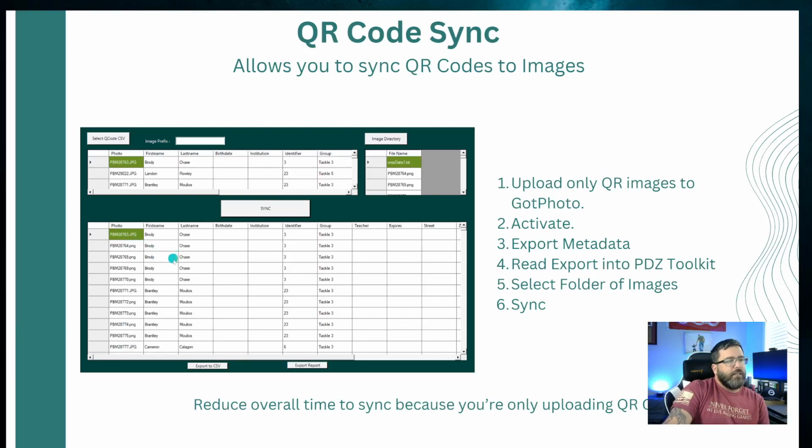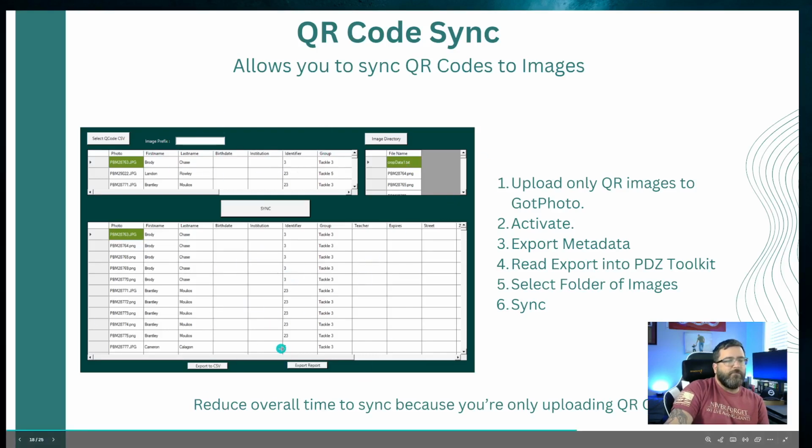So that is a way, instead of uploading 1,071 images, let's say out of 1,071, we'll say 150 of them were QR codes. You're only uploading 150 QR codes now instead of 1,071 images. So the time difference from there is going to be a ton of time savings for you. Once it activates, you just download the roster, you pull it into here, select your images, and it'll sync the rest up for you.